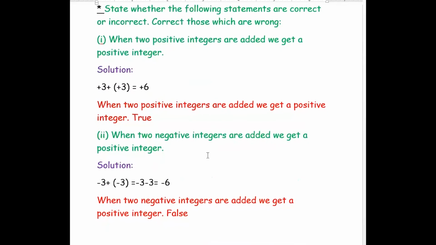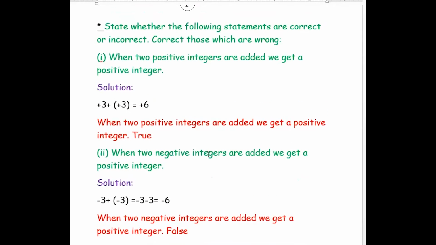So now let us see a few statements regarding these rules. State whether the following statements are correct or incorrect. Correct those which are wrong. So first one is: when two positive integers are added, we get a positive integer. Solution: if you have two positive integers, say plus 3, and we are adding again plus 3, you'll get plus 6. So if you add two positive integers, you'll get a positive integer. So the statement is true.